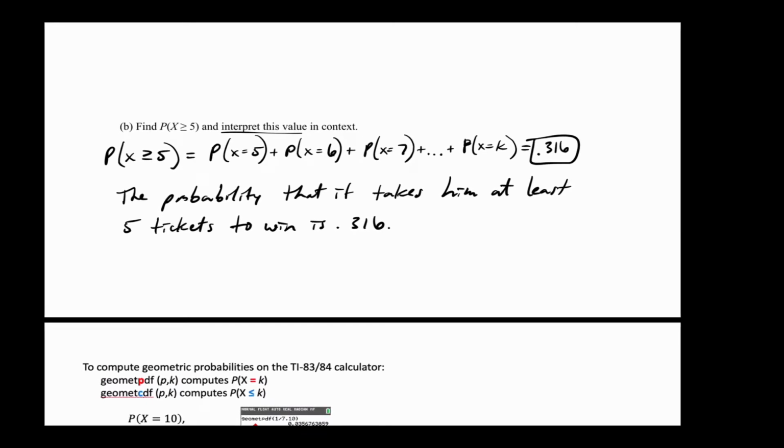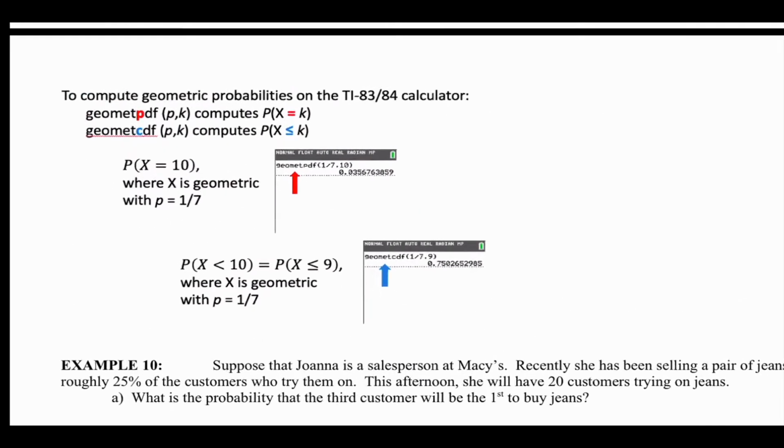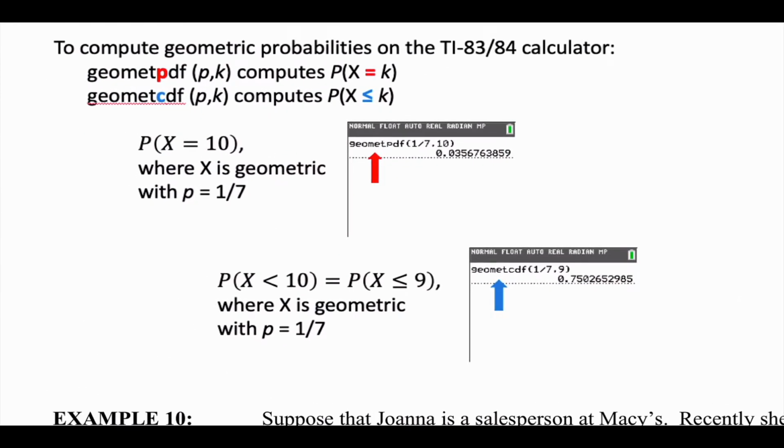All right. So here are the Geomet PDF, Geomet CDF. Okay, when we use our calculator, all right, that's what we use. There is no N because there's no fixed trial in this. Okay, it's only a P and a K.